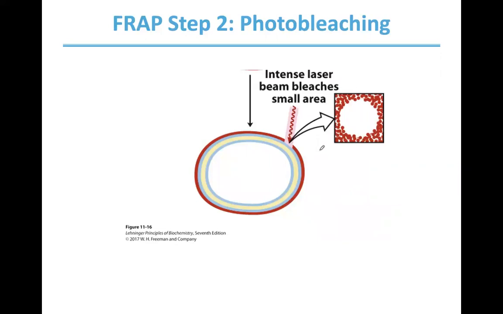Then in step 2, we're gonna apply an intense laser, right? This intense laser will excite the dye molecules and cause bleaching. So the molecules will not be able to accept any more light, right? They will be sort of bleached out, and there will be no color coming from this area. And that's the second step, photobleaching.